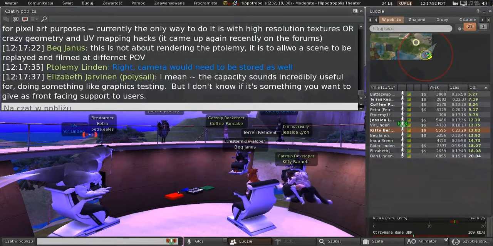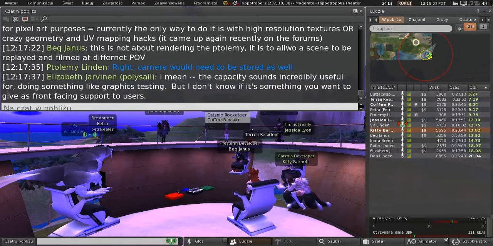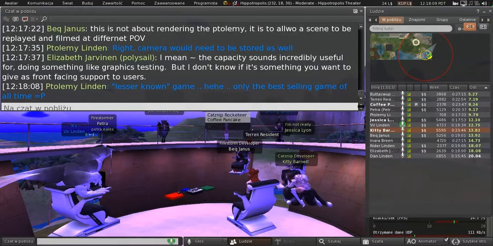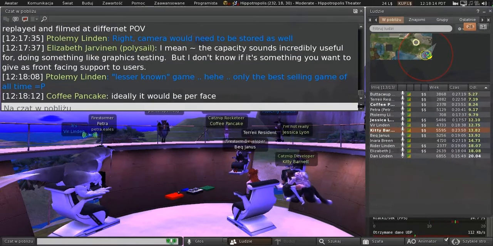Disable default texture filtering and switch to nearest neighbor. So this would affect all texture tabs. Is this being set on a per object basis or a per face basis, or is it being set as a global property for the whole scene? Per face? Okay.